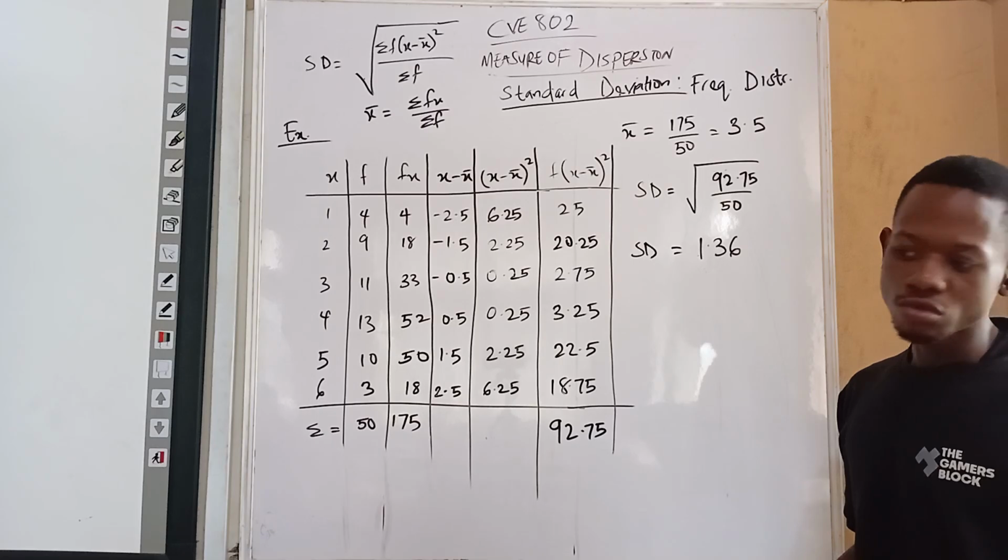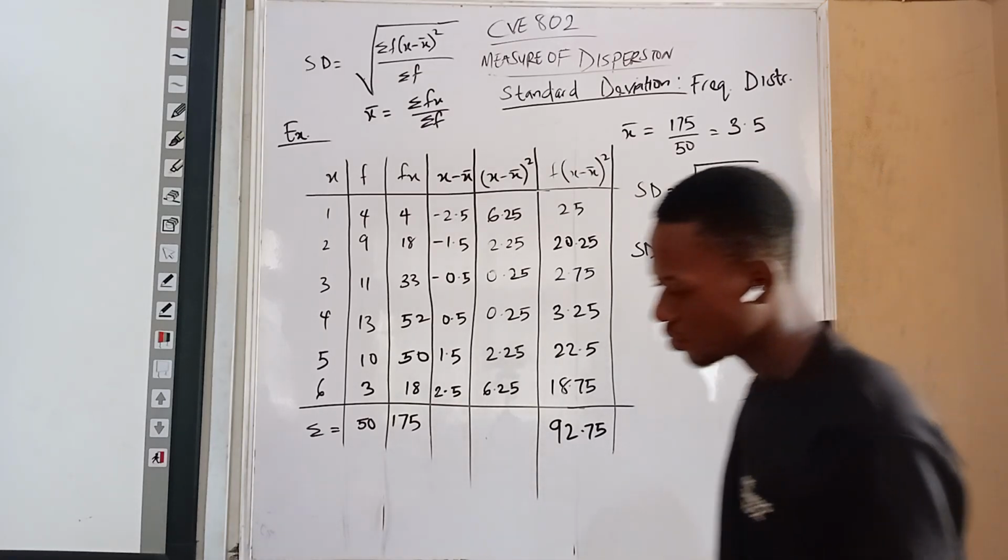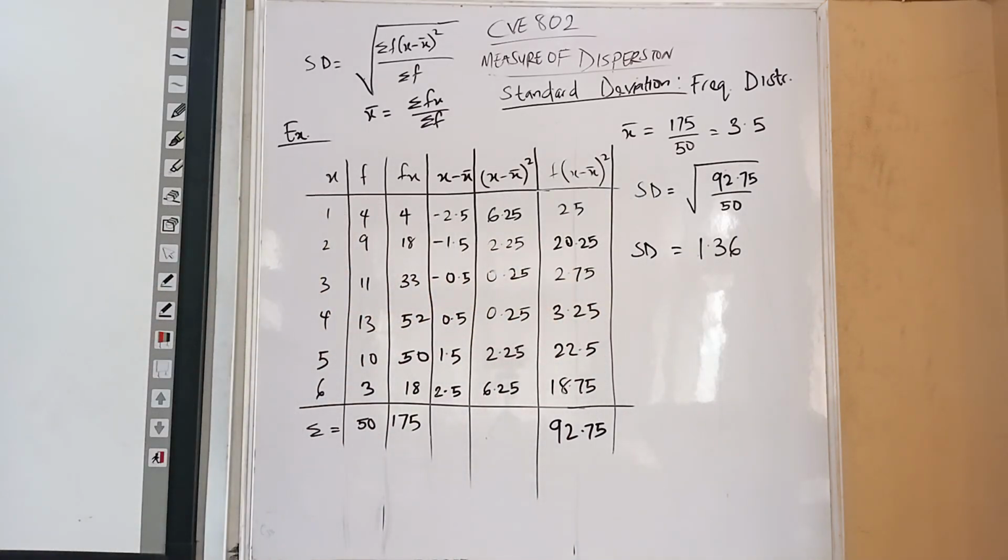So moving on to the method of assumed mean. You could remember from the last class that we said the mean for a frequency distribution is the same thing as assumed mean plus summation f times (x minus assumed mean) divided by summation f.